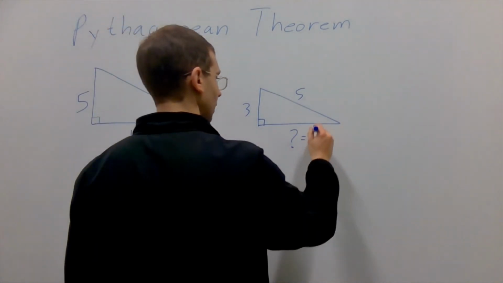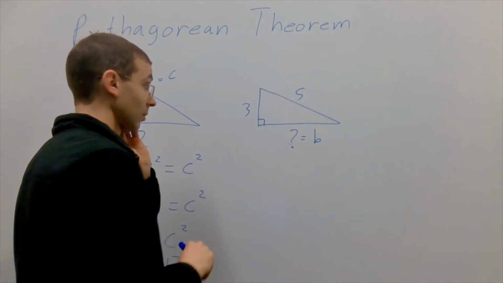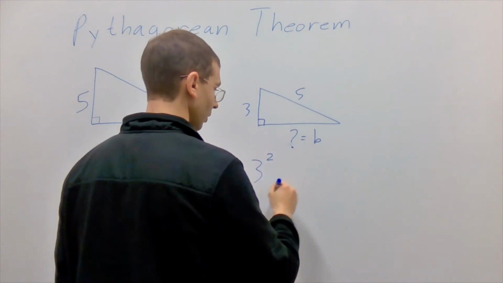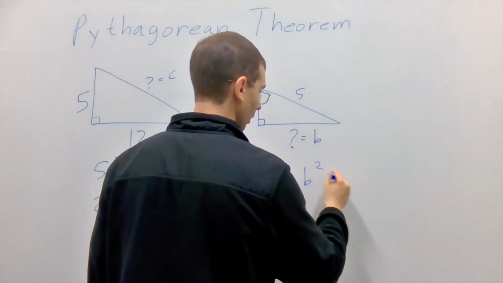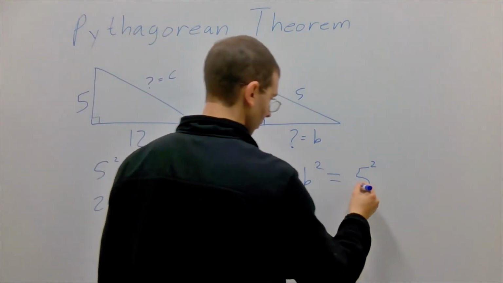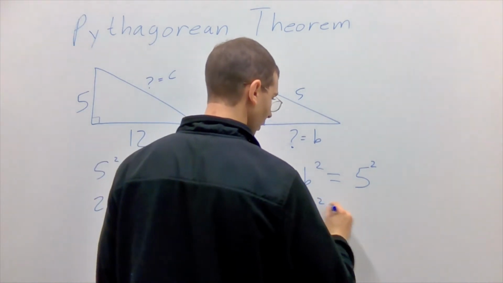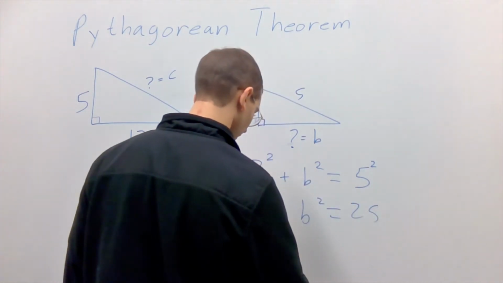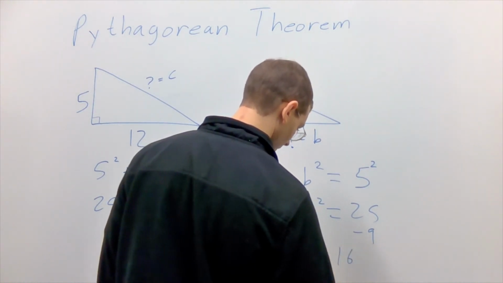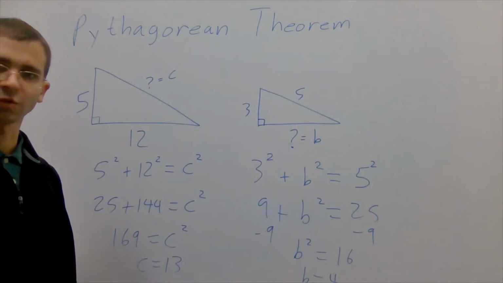All right, let's give it a name, and we'll find a missing leg this time. So applying the Pythagorean theorem, we get one leg squared plus the other leg squared equals the hypotenuse squared. So we have 9 plus b squared equals 25. Equals 4.